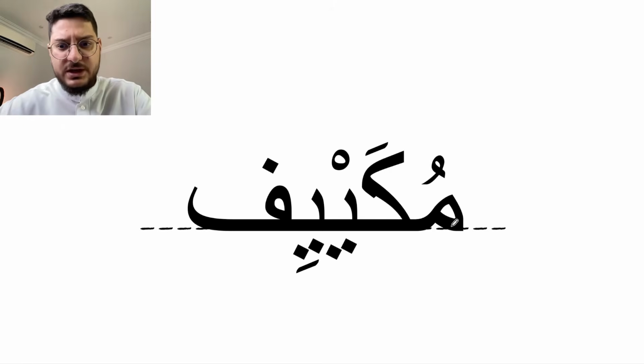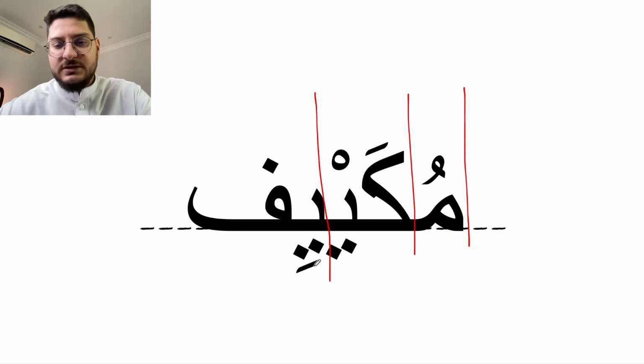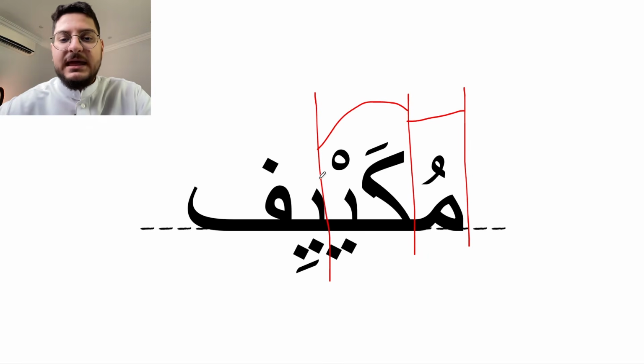Let's look at this word. So we have a syllable starting here because of this dhamma. We have a syllable starting here because of this fatha. And we have a syllable starting there because of this kasra. Now let's read them one syllable at a time. The first syllable is mu. The second syllable is kay, and don't forget to pronounce the e in here, kay. And the third syllable is yif. Now, we haven't seen this letter yet, but just trust me, this is an F.